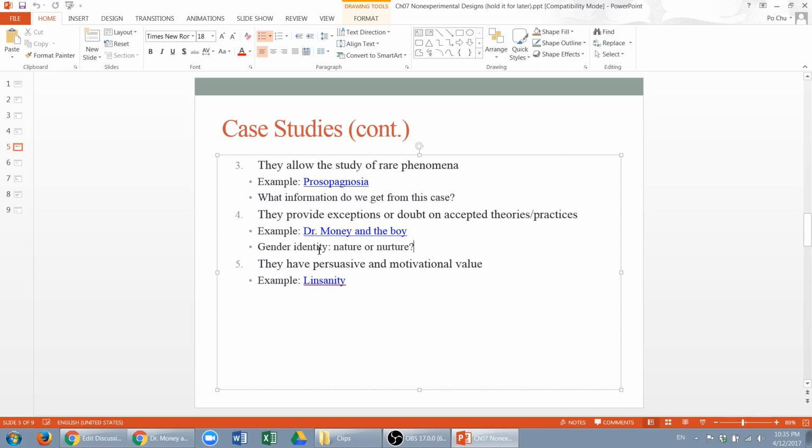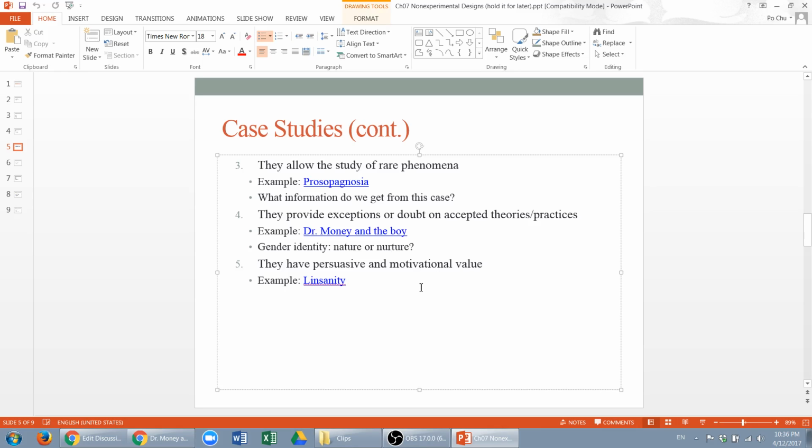At the time of Dr. Money, people thought gender identity is nurture. In other words, parents teach you how to be a boy or girl. But after this and some other evidence, right now we tend to agree it's actually nature. It's in your genes. When you were born, you pretty much were born with your gender identity already.